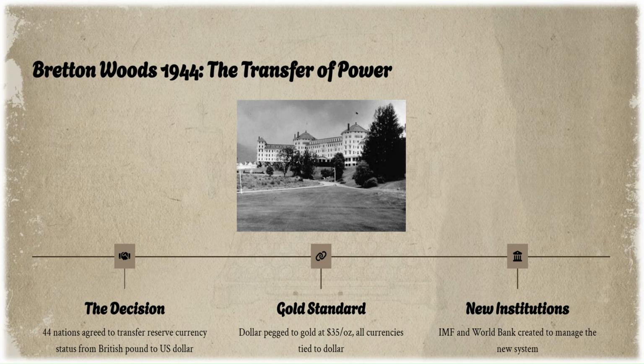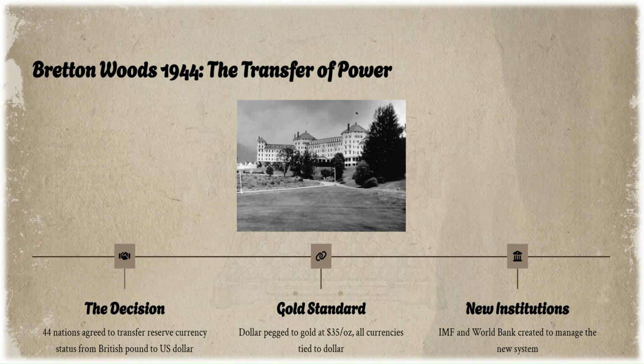Over 700 delegates from 44 allied nations gathered between July the 1st and July 22nd to rebuild the global financial system. Their agreement created the International Monetary Fund, also known as the IMF, and the International Bank for Reconstruction and Development, which we now know as the World Bank. The Bretton Woods system tied every major currency to the US dollar, and the US dollar itself was tied to gold at the rate of $30 per ounce. The transition from pound to dollar was now official.